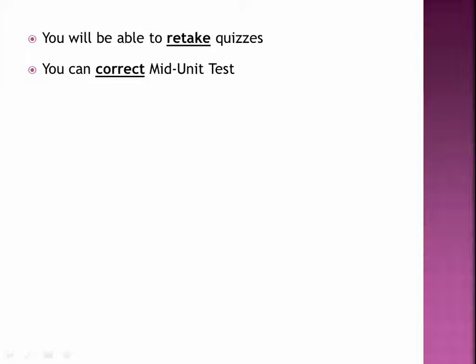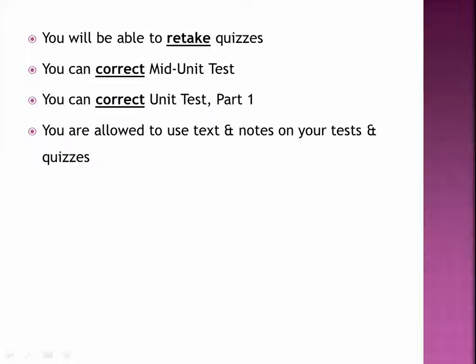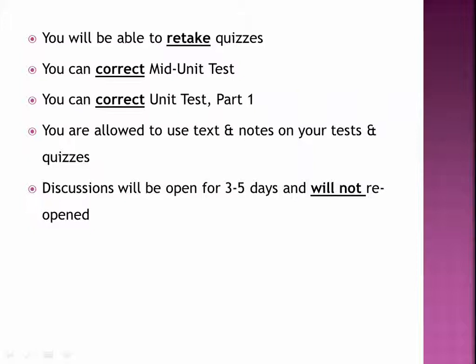Now, a few other things that you might be interested to know is that you will be able to retake quizzes. You're going to be able to correct the mid-unit test, and you'll find instructions for submitting corrections in the LMS navigation bar under Course Home. You can also correct the unit test part 1. You're allowed to use text and notes on your tests and quizzes. You may not use the internet when you're taking quizzes and tests. That's a no-no, and it's considered cheating and or plagiarism, so don't do it.